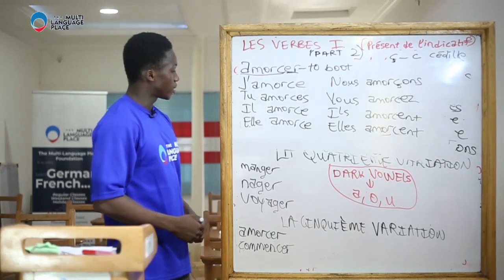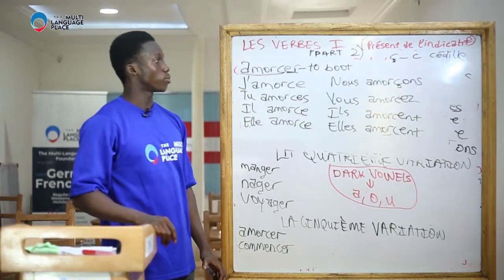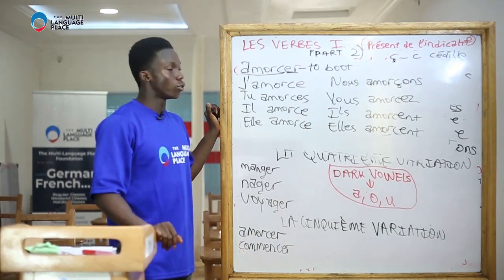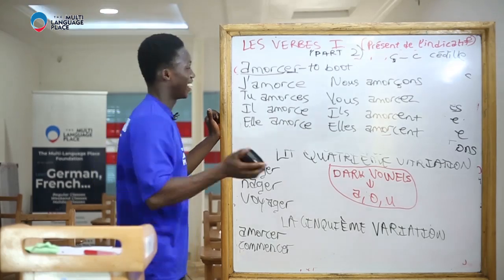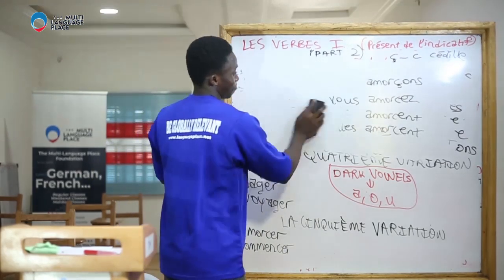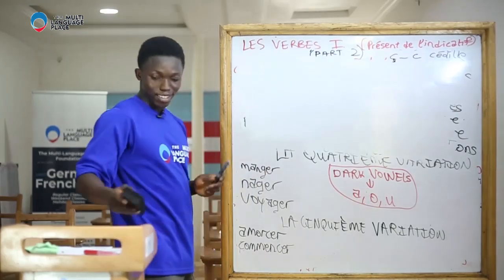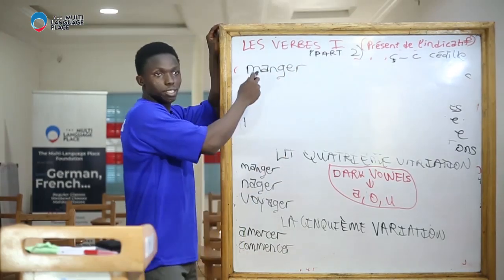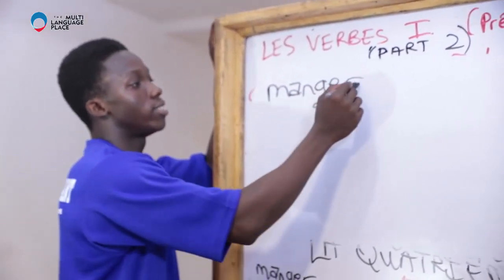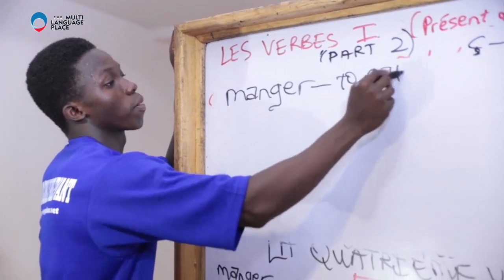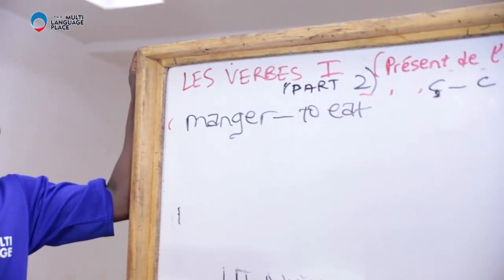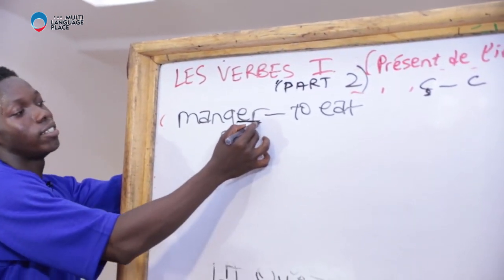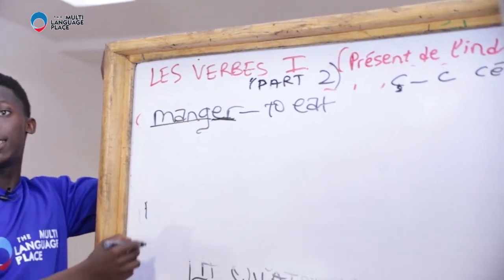Now, that is the explanation for verbs that end with CER. Now let's move on to verbs that end with GER. This is my best verb, manger. Manger is a verb that ends with GER and it means to eat. Moi je mange bien. Now once you remove this ending, what remains is the stem.